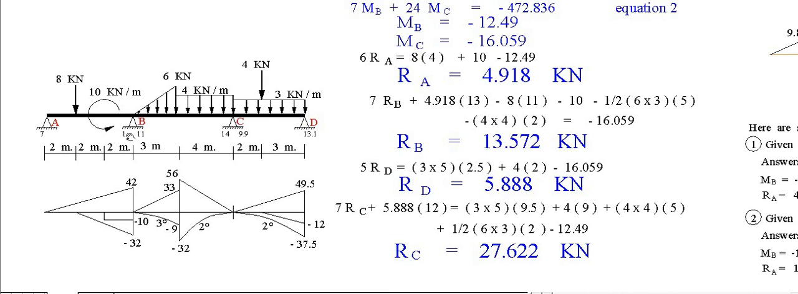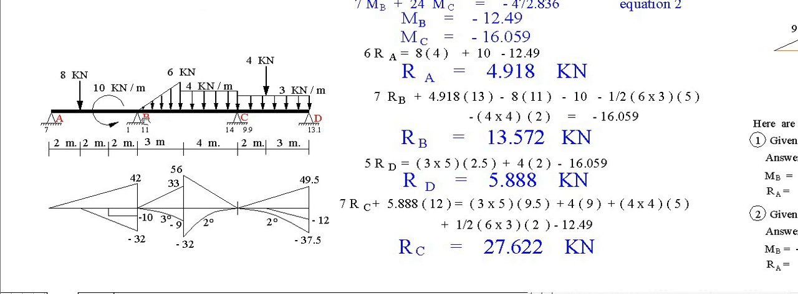Solving for RA, 6RA is equal to 8 times 4 plus 10. The direction of the moment of 10 and 8 are the same. It is counterclockwise with respect to B, so positive, but the direction of the moment at B is minus 12.49. Then we have the equality. I can solve RA as 4.918 kilonewton.